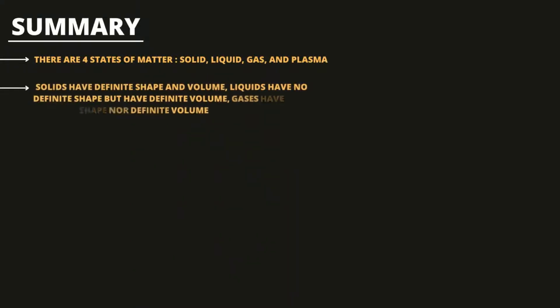There are four states of matter. These are solids, liquids, gases, and plasma. Solids have definite shape and volume, liquids have no definite shape but have a definite volume, and gases have neither definite shape nor definite volume.